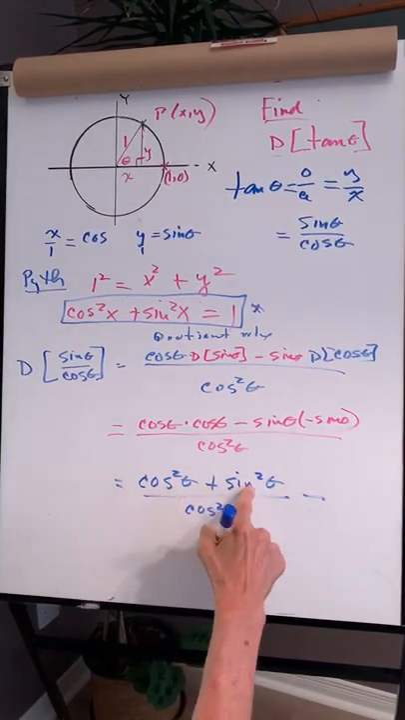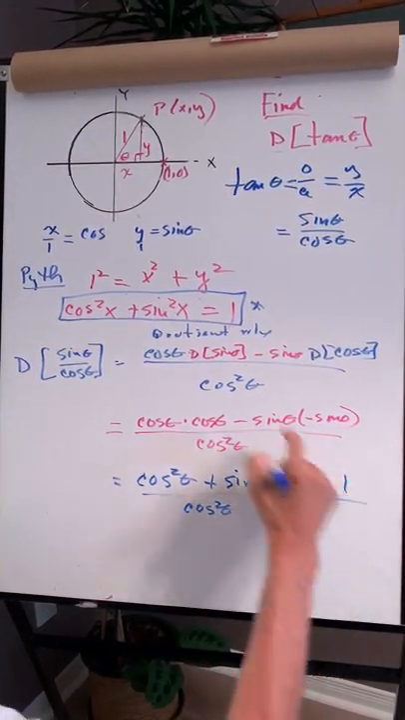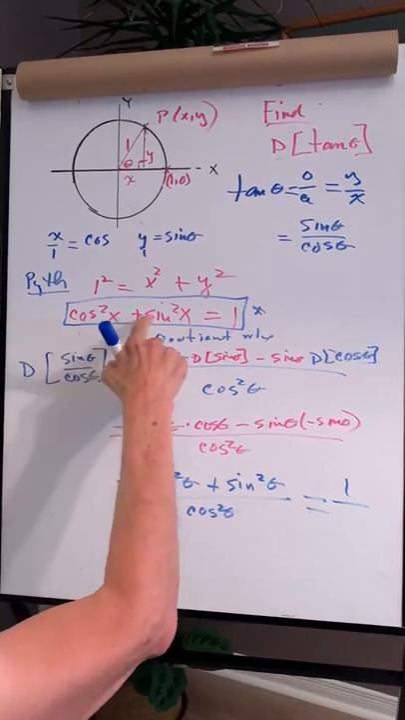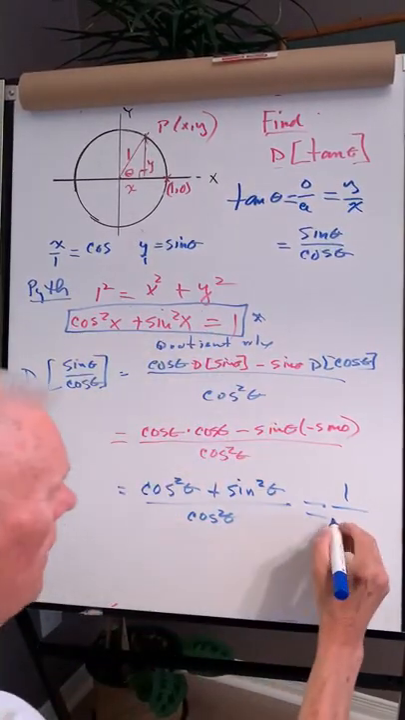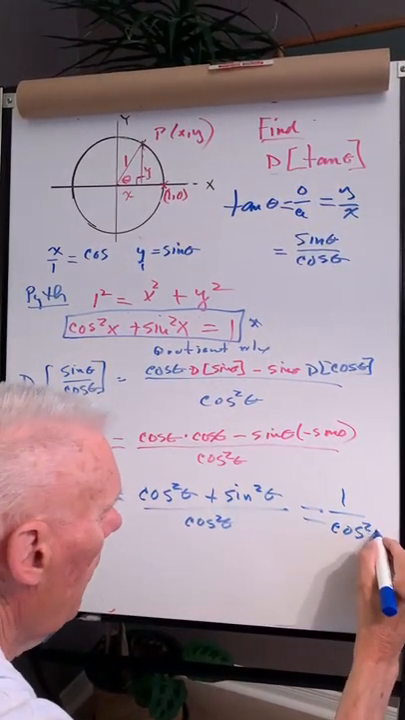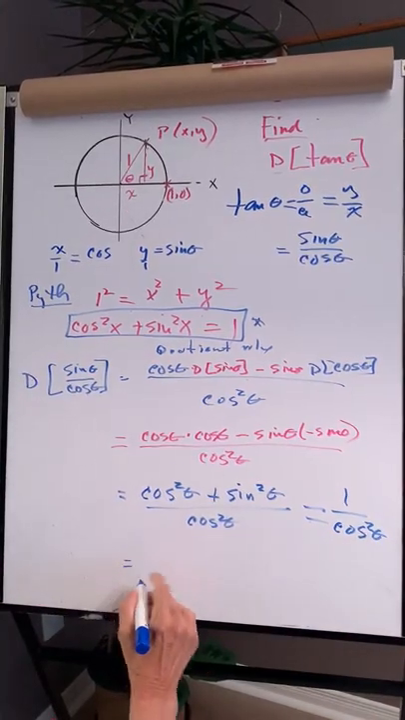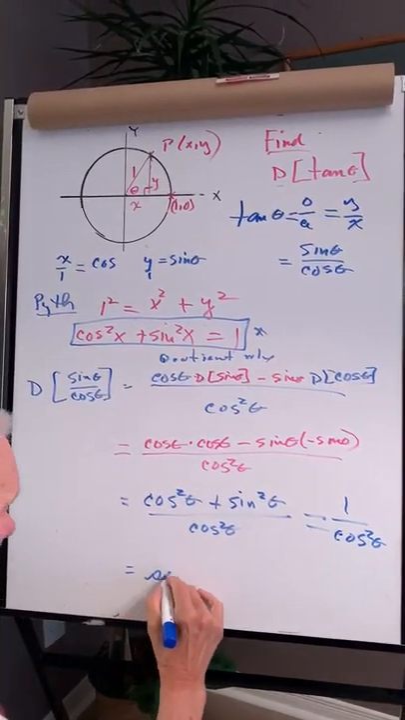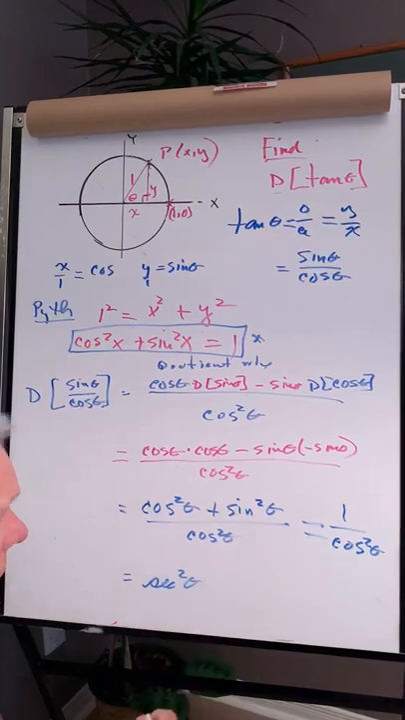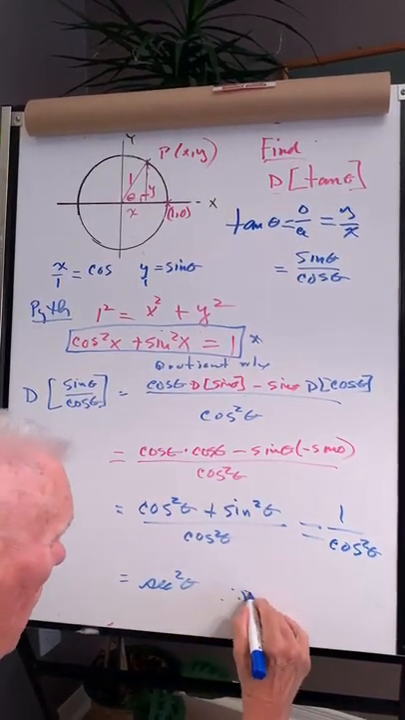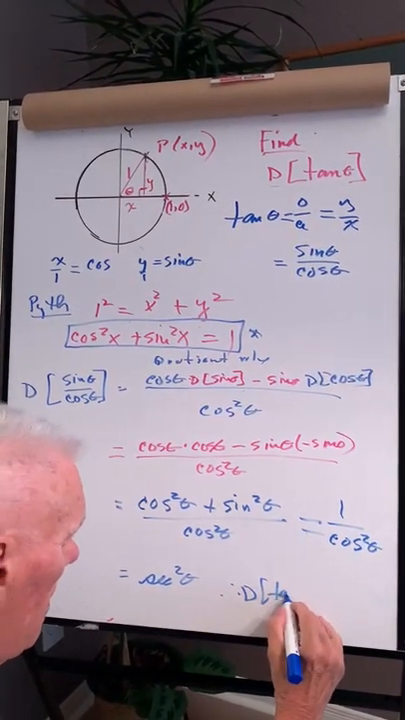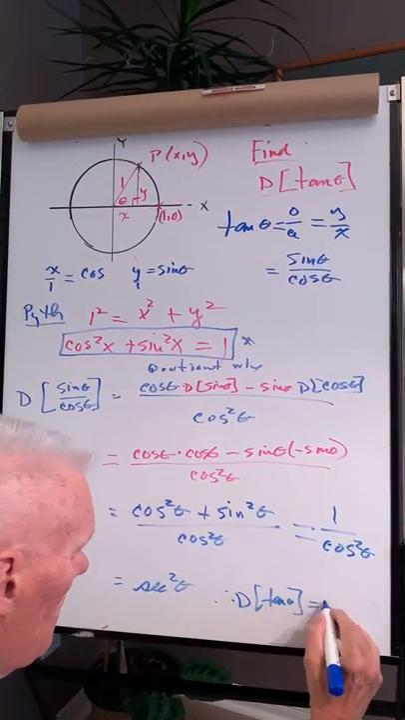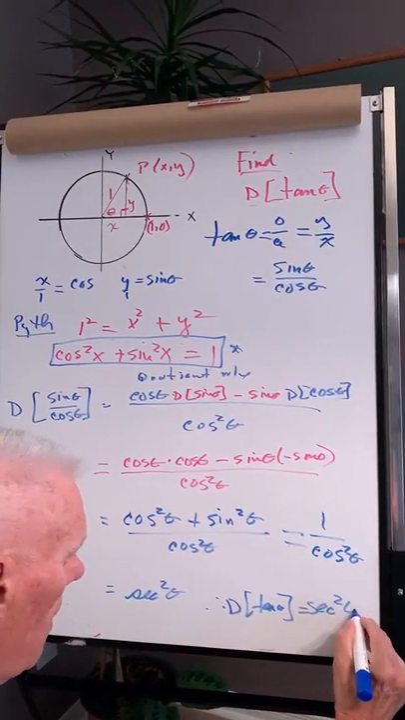But cos squared theta plus sine squared theta is 1. And that's equal to that. But 1 over cosine is secant. Therefore, the derivative of tangent is sec squared theta.